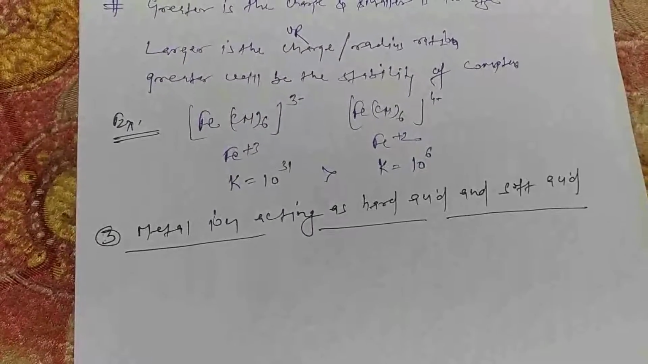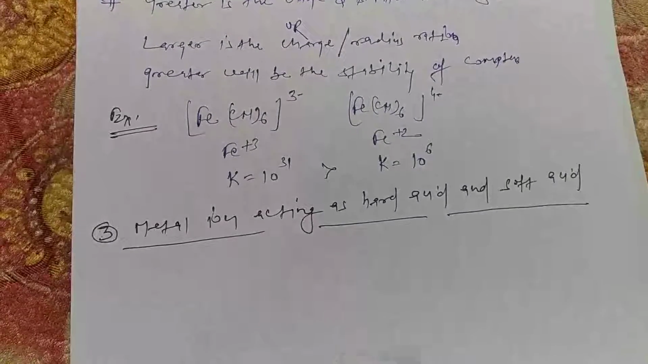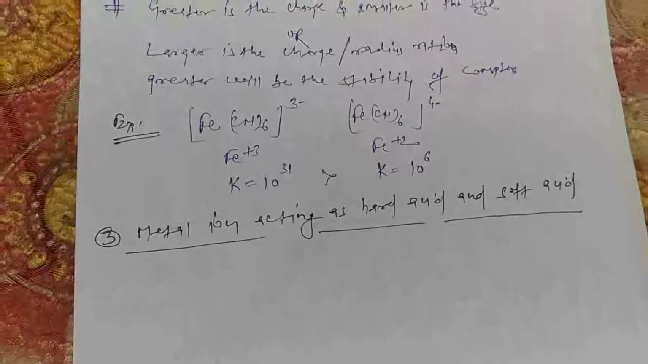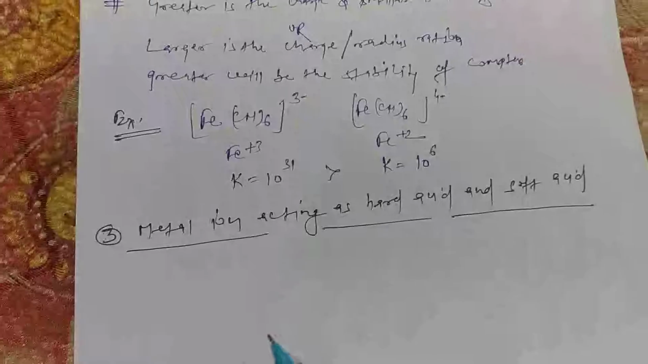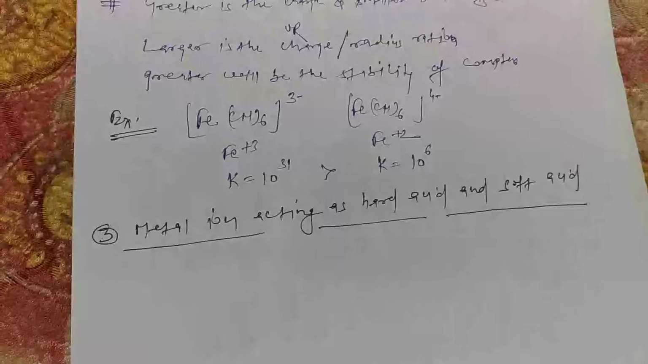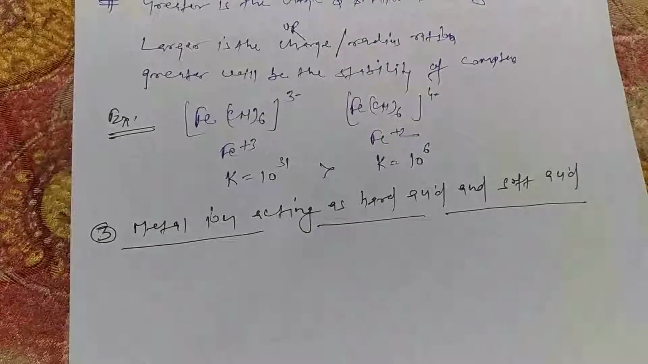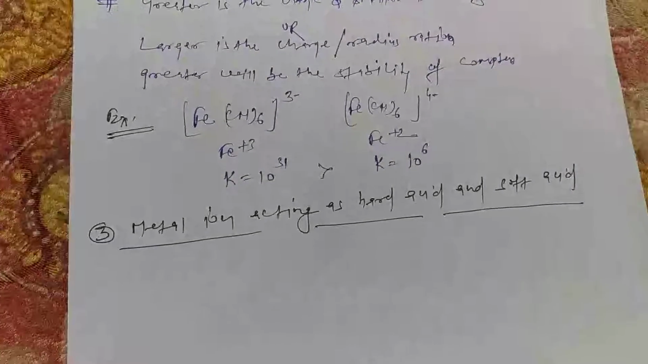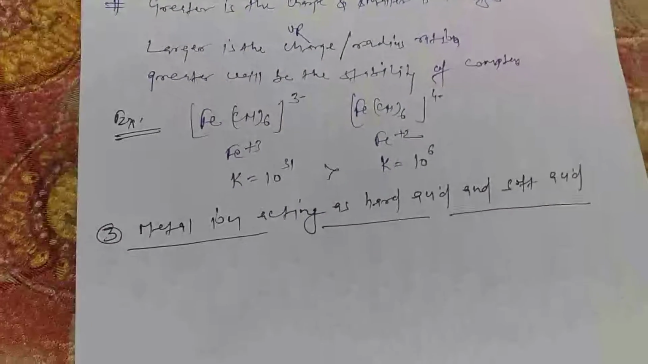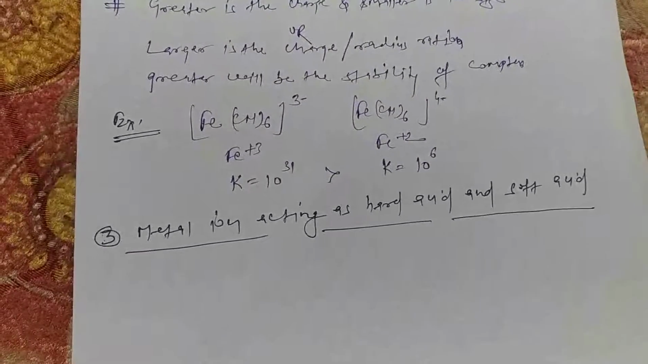Hard acids form stable complexes. But what will be the ligand? Acids are the central metal ion, so what will be the ligand? Hard acids form stable complexes with ligands containing donor sites like nitrogen, oxygen and fluorine, and they form less stable complexes with ligands containing sites like phosphorus, sulfur and chlorine.